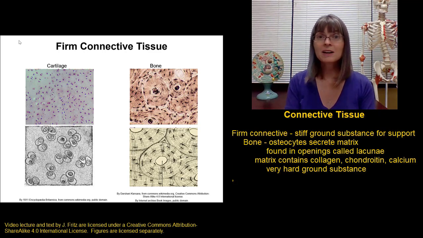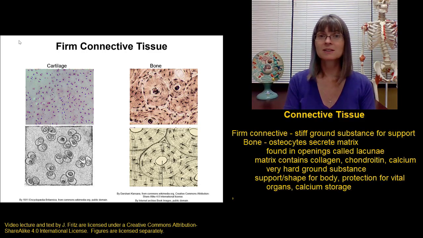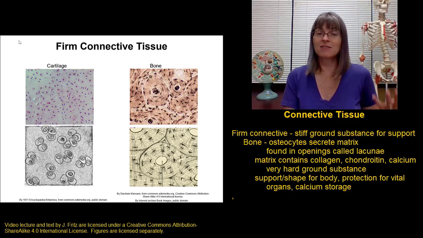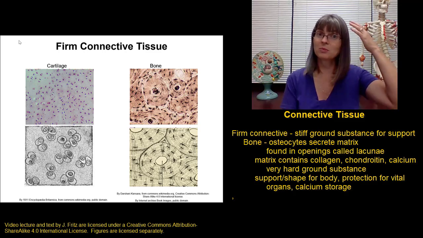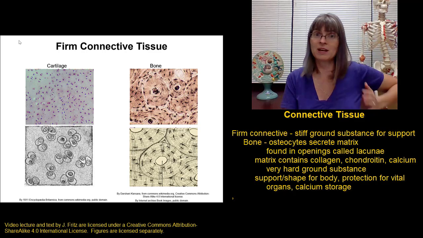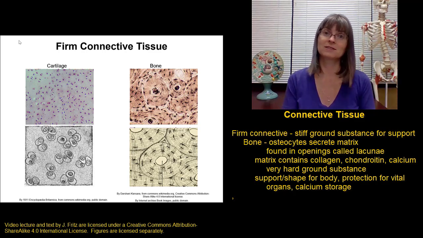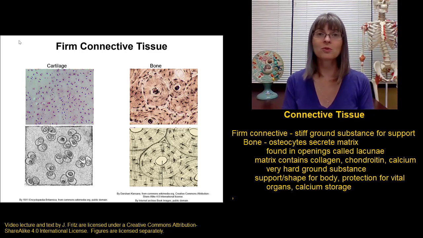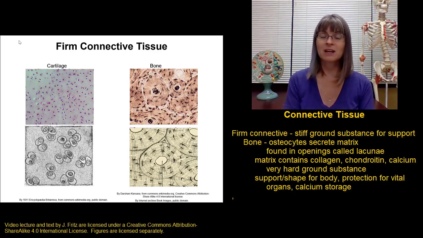Bone tissue, because of its hard matrix, has the function of providing support and protection to vital areas of the body. It helps us have the upright shape that we have, as well as protecting important areas like the brain and the thoracic organs. Bone tissue also stores calcium, which is important for nerves and muscles to function. There are two types of bone, compact bone and spongy bone, but we're going to focus on compact bone for now, and we'll see spongy bone when we get to the skeletal system.